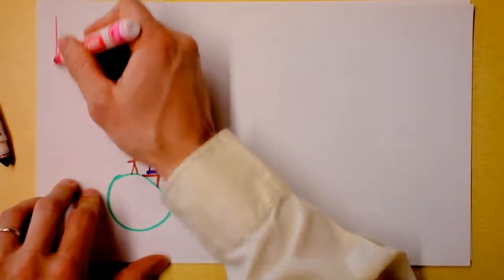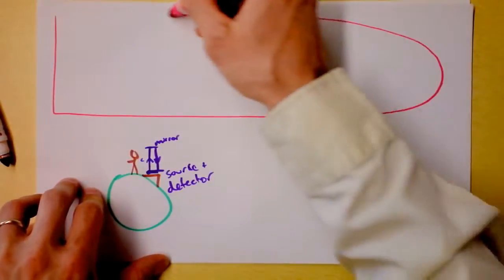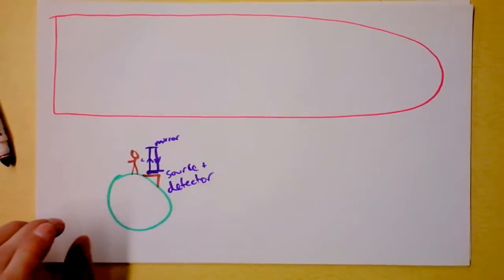Inside of the spaceship, I'm going to make it a really big spaceship so that we can see the light clock. Okay. Wow, look at that spaceship. It's like a bullet spaceship.